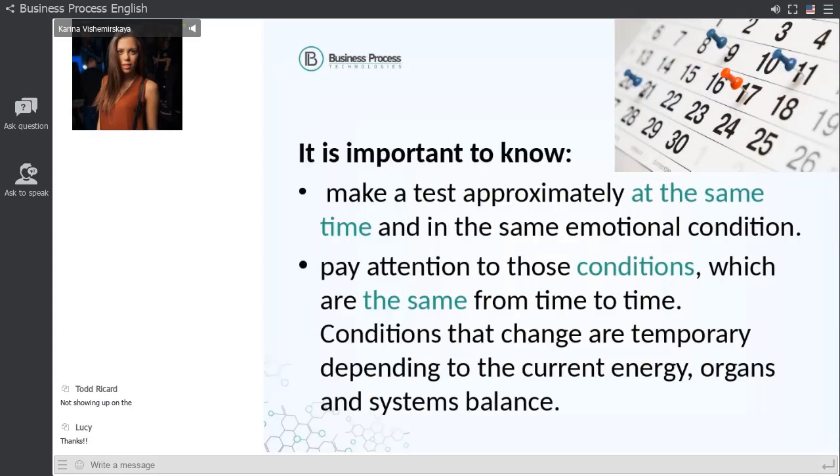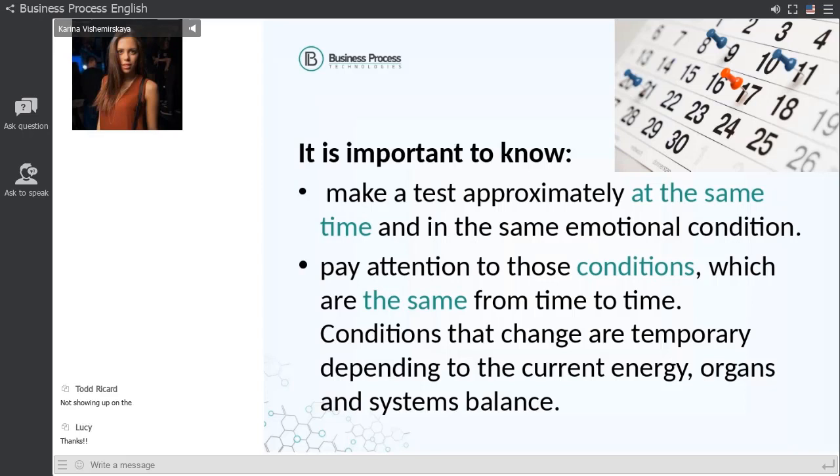It is very important to know some basic things before we run the test, but people very often forget about it. I want to remind you, it is very important to make a test approximately at the same time and in the same emotional condition. Why? Because our body changes, our organs change their abilities throughout the day. We can be in a different emotional condition. For example, there is a huge difference if you run the test in the morning when you wake up and when you come back from a hard working day.